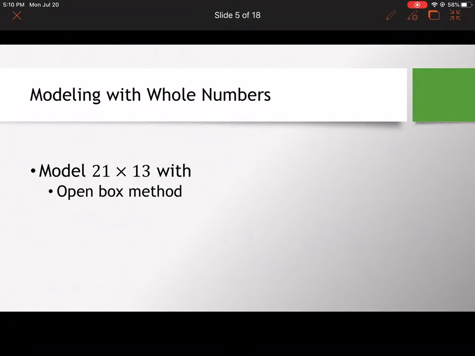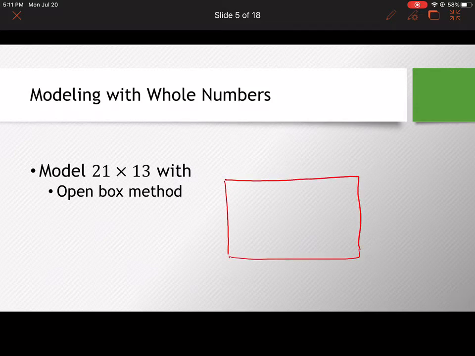Now we're going to model 21 times 13 with the open box method. It's an area model. We're going to draw a box, or rectangle, that will model 21 times 13 with 21 on one dimension, 13 on the other. So we'll put the 21 on the horizontal dimension and 13 on the vertical dimension. With the open box method, we're going to break up our numbers into easier numbers to work with for multiplication. 21 can be broken up into 20 plus 1 if we follow our place value. 13 can be broken up into 10 plus 3.